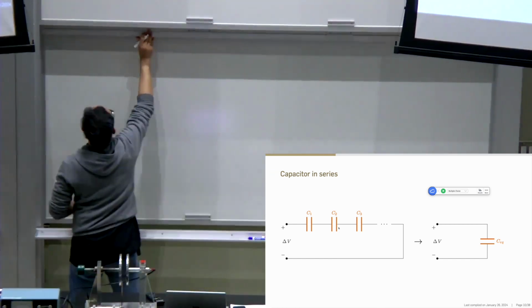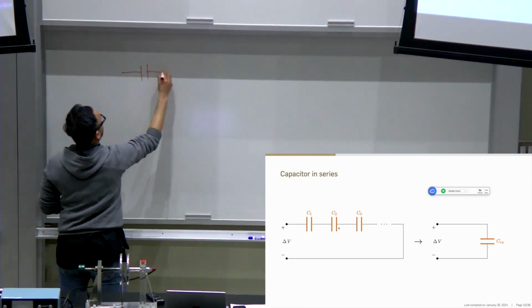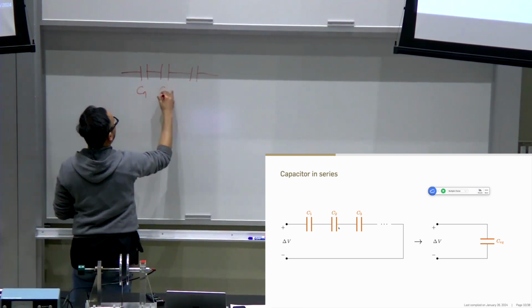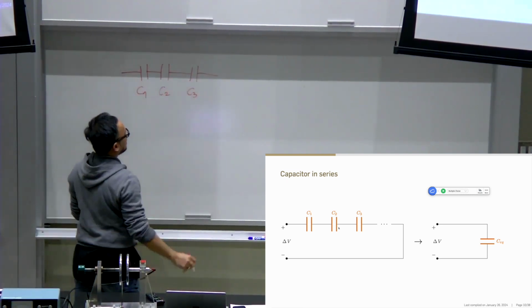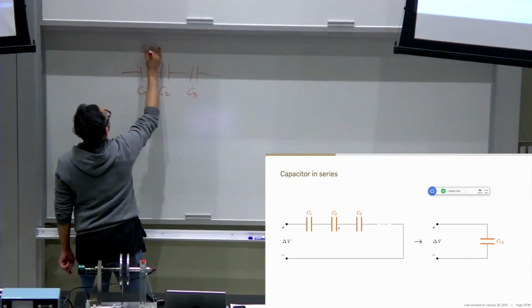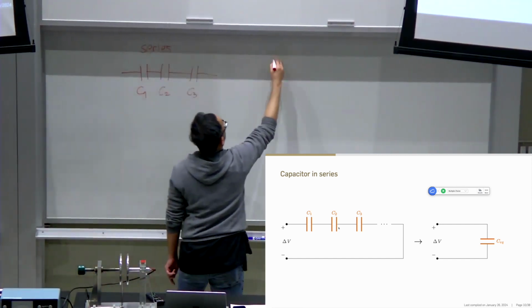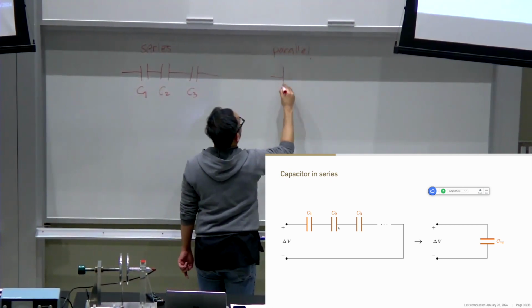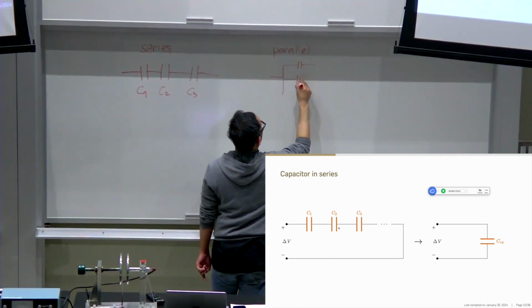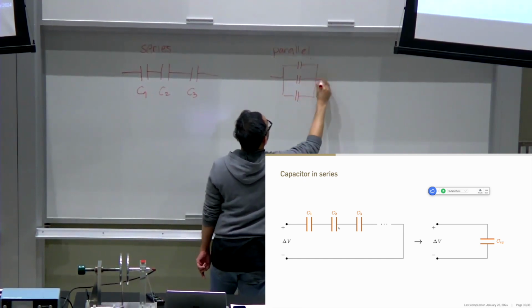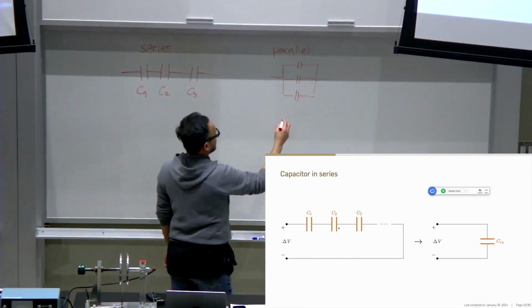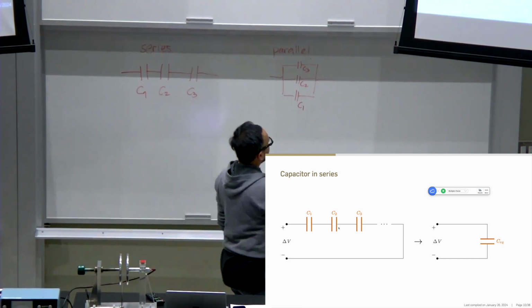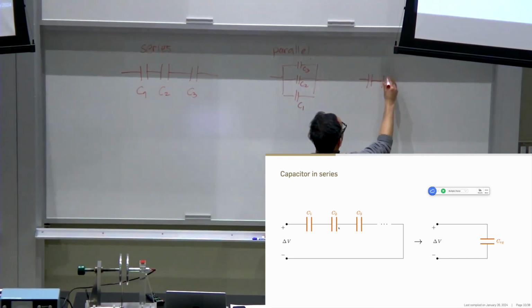Series looks like this, and the capacitors don't have to have the same value. Or parallel. So this is in series. The second arrangement is in parallel. What is the third arrangement? You can have a combination of capacitors in series and parallel. The easiest example is just to combine the two.